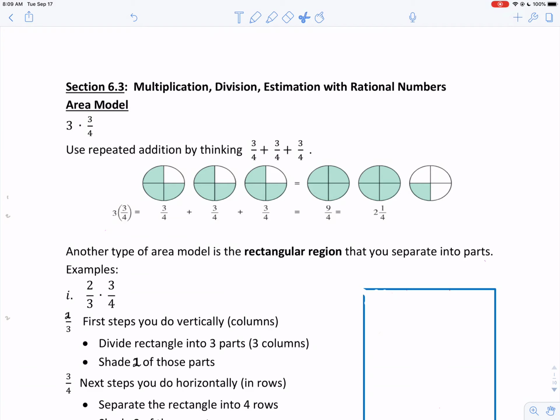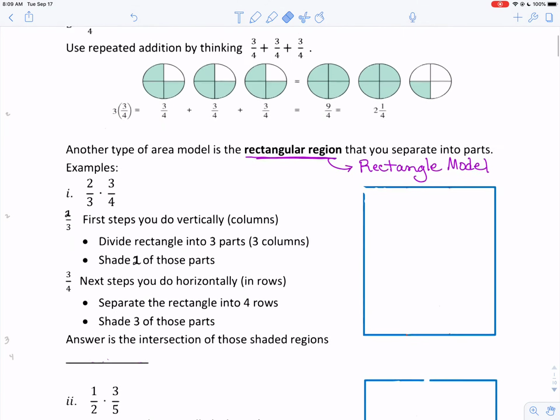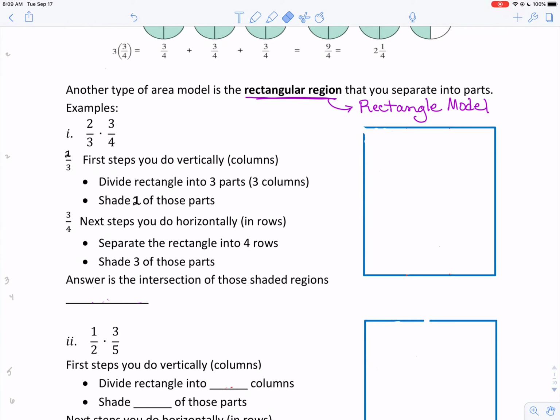The other kind I call the rectangle model. Now if you remember, we had a rectangle model in addition as well, but this one is different, and the key is there's going to only be one rectangle, and your answer is going to be the intersection. So let's look at this very first one, 2/3 times 3/4.